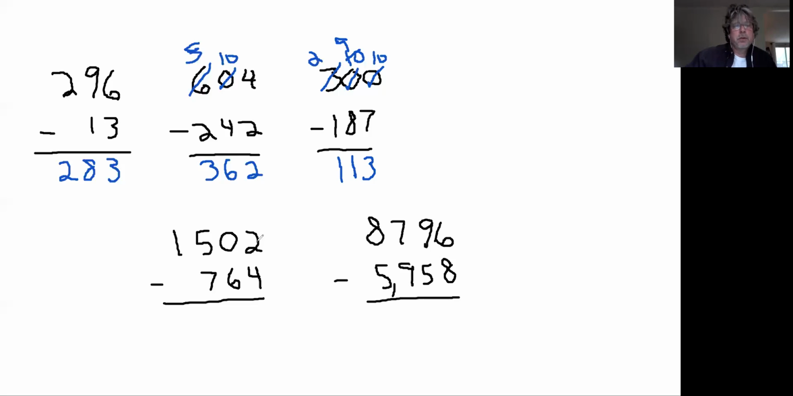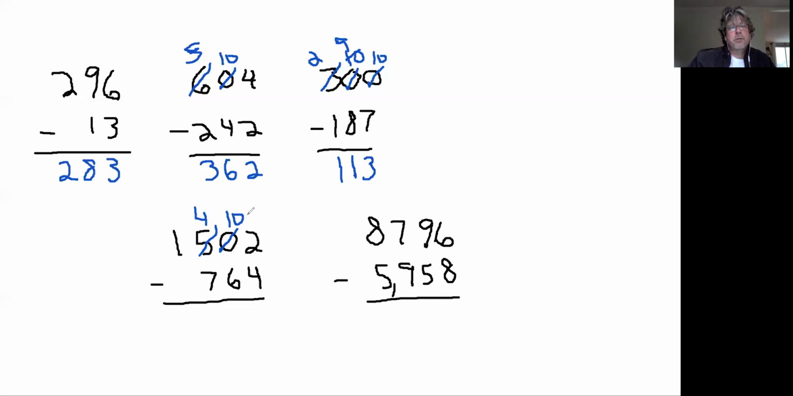My next example, again, we don't have enough ones to subtract. So when we do 1,502 take away 764, we have to right off the bat borrow from the tens place, but there's nothing in the tens place we can borrow from. So we move over to the hundreds place, and we're going to borrow from the 500, and we're going to make that 4 hundreds. And when we bring 100 over to the tens place, that's going to give me 10 tens.